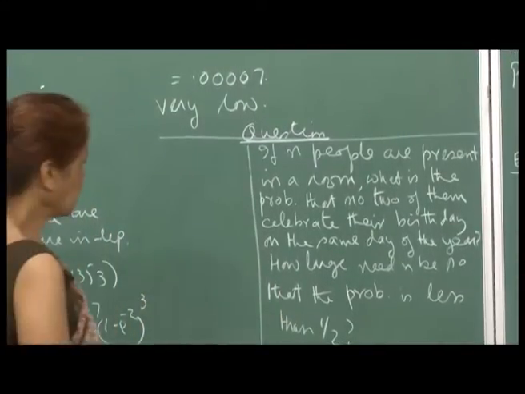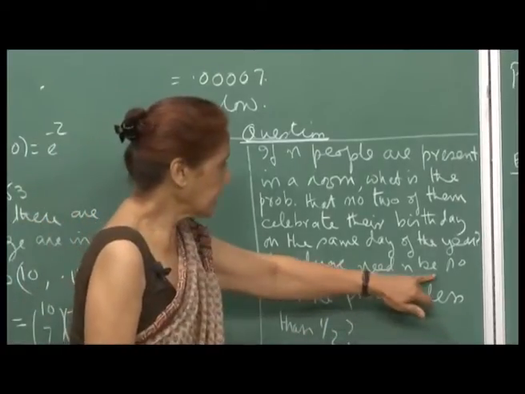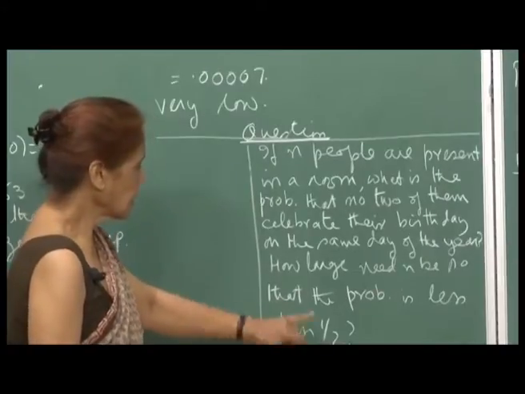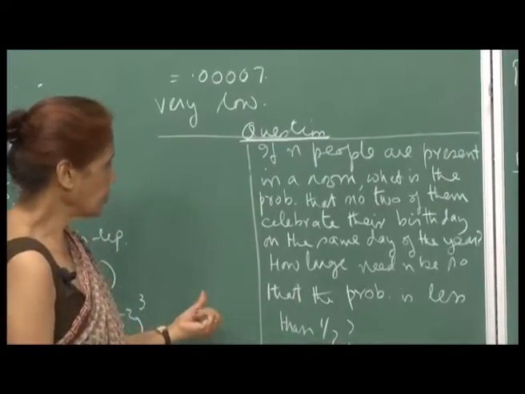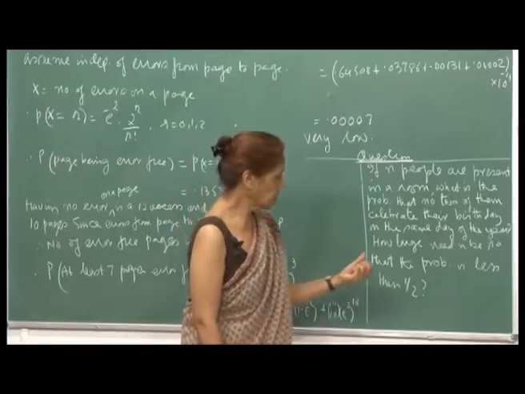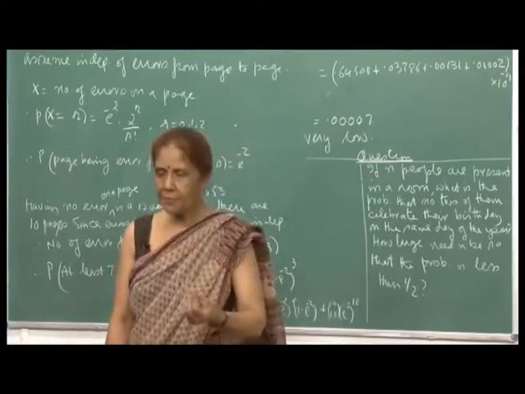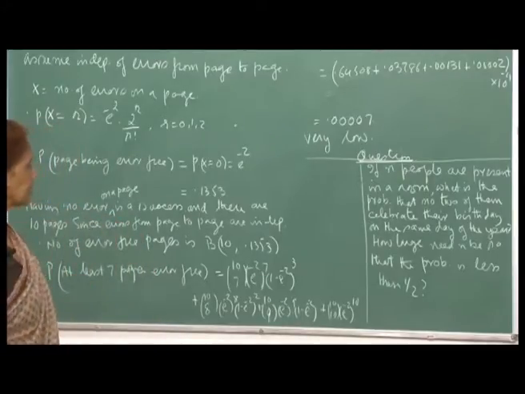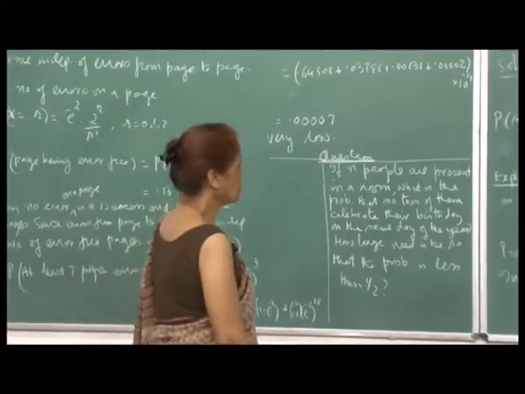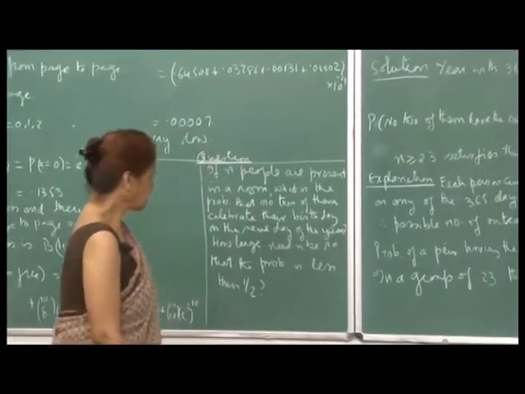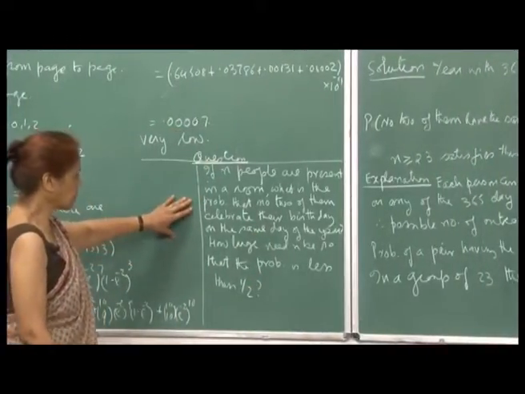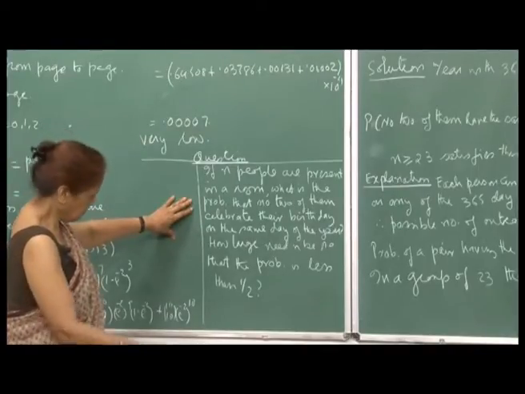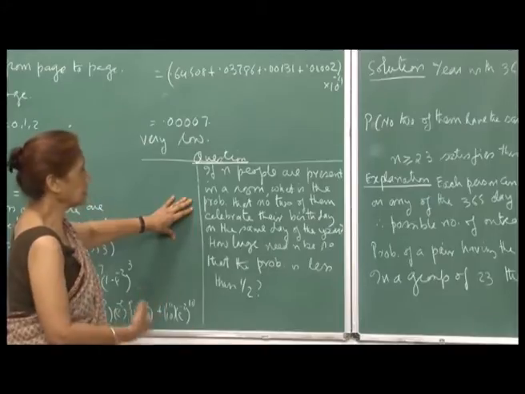And then we want to ask the question, how large need n be so that the probability is less than half? That means, how many people should be in a room so that the probability of no two of them having the same birthday is less than half. Right. We want to first look at this question, and then I will take you to how I approximate this situation through Poisson, and then again show you the connection between the two.